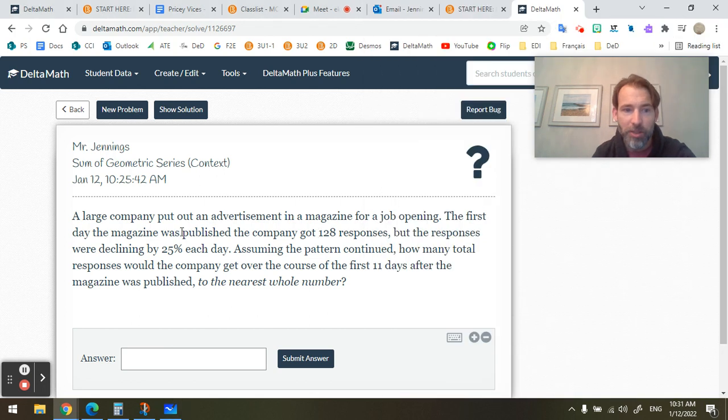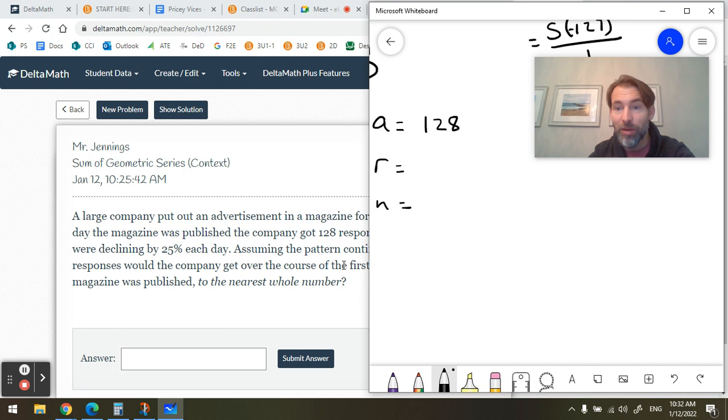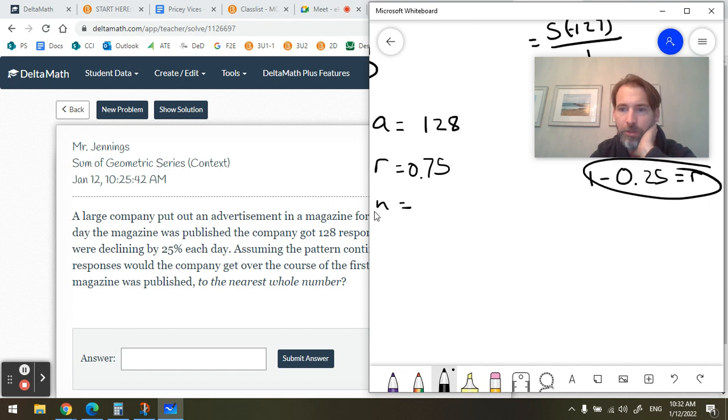Okay, but the responses were declining by 25% each day. Geometric. All right, so the ratio is going to be 1 minus 25%, if you recall from exponentials, or 75%, or 0.75 is our ratio. How did I find that? Well, I thought, if this goes down by a quarter, then there's going to be 3 quarters left. It's going to be 75 cents left on the dollar. All right, so that's how I got that very quickly. But if you had an ugly number, you would say 1 minus this as a decimal. That's your R. That goes there.